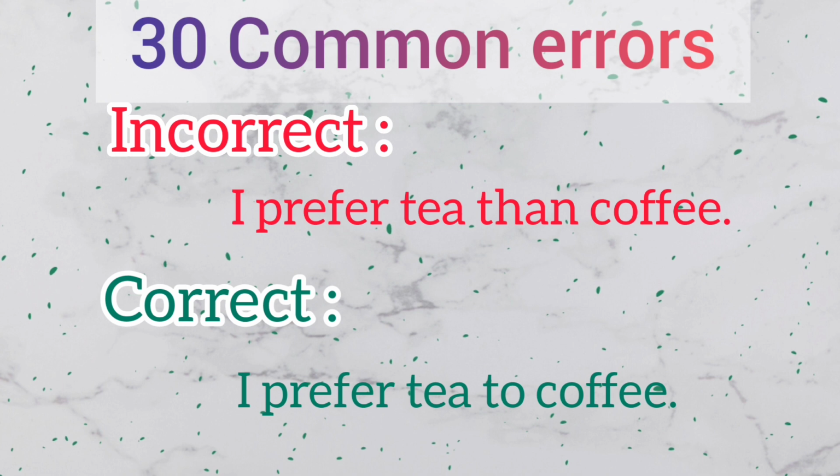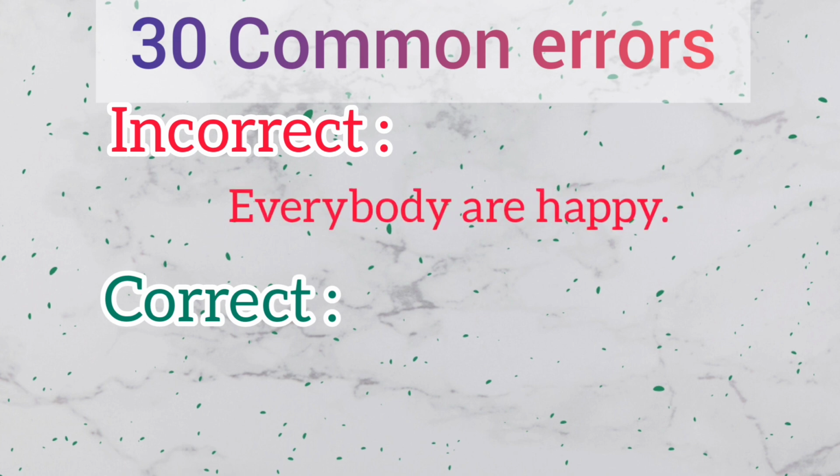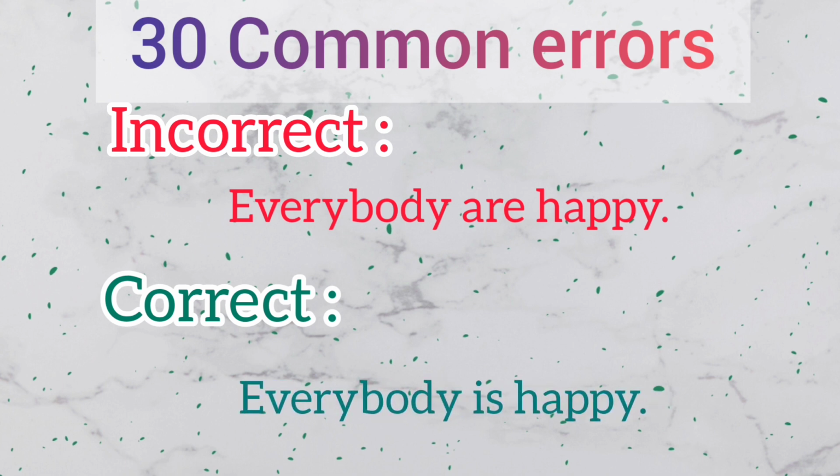Prefer is always followed by the preposition to. Next one is, everybody are happy. The correct sentence is, everybody is happy. Words like everybody, somebody, anybody, and nobody are actually singular, not plural. Even though everybody refers to a lot of people, it takes the singular verb.